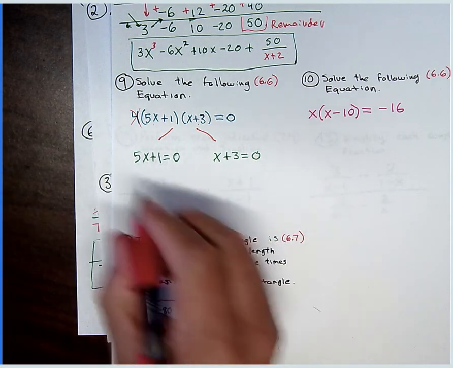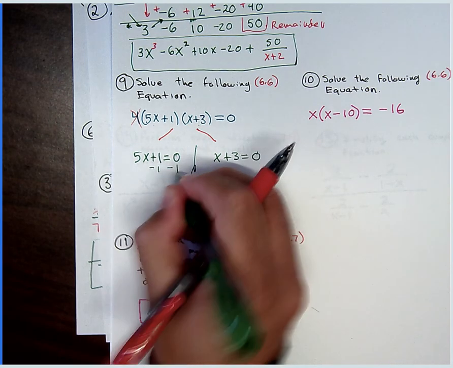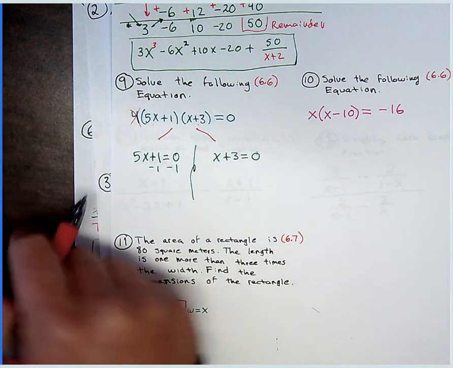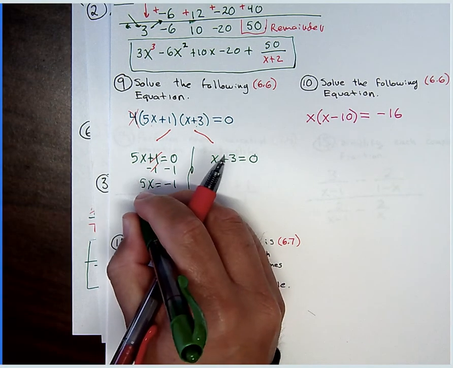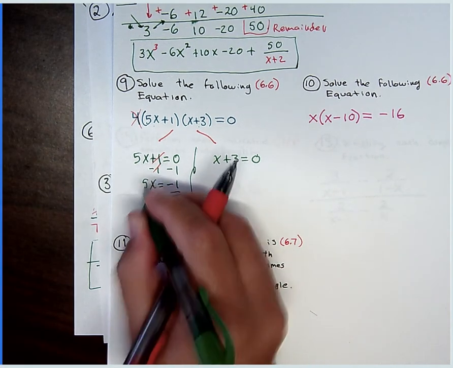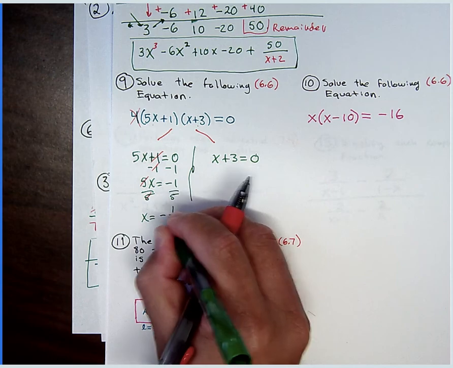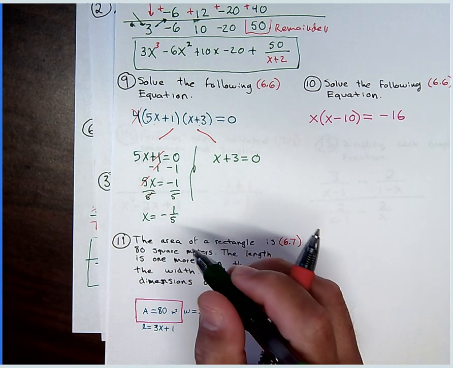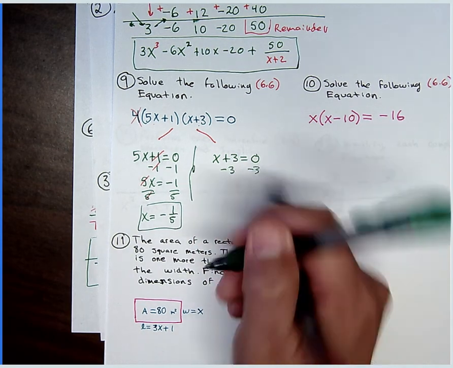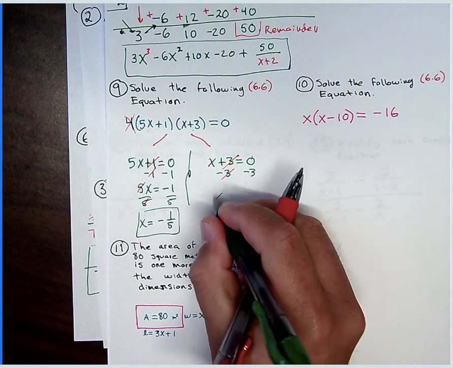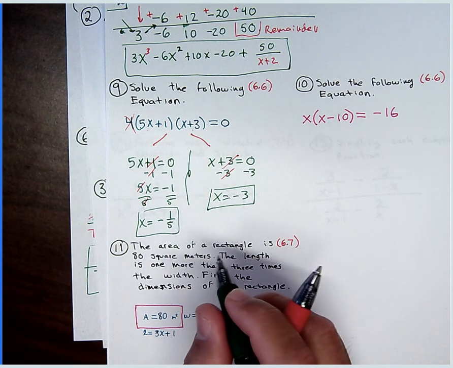Now you solve for each. So minus 1, minus 1. So that one goes away. So you have 5x equals negative 1. Then you divide by 5. So that goes away, and you end up with x equals negative 1/5. This is the first solution. Now we need to get the other one, minus 3. So x equals negative 3. So those are the two solutions for that one.